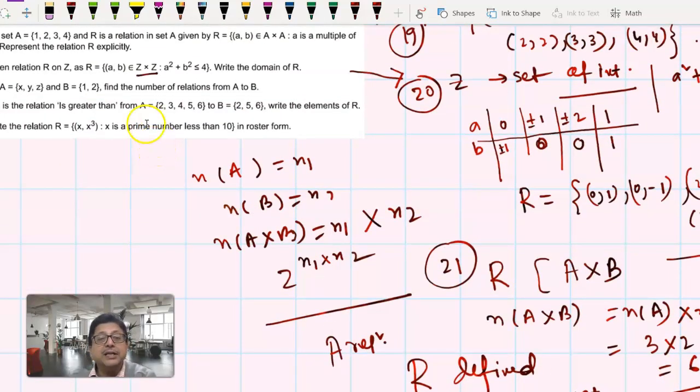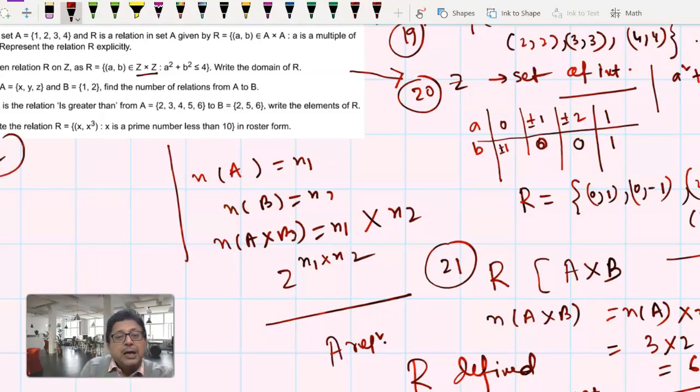If relation R is greater than, this is defined from A to B, write the elements of R. This is another interesting sum, but we can do it here. Number 22. Relation R is greater than means second element is greater than the first element. So R containing the elements from these two sets only. Is greater than means second element is greater than first element.